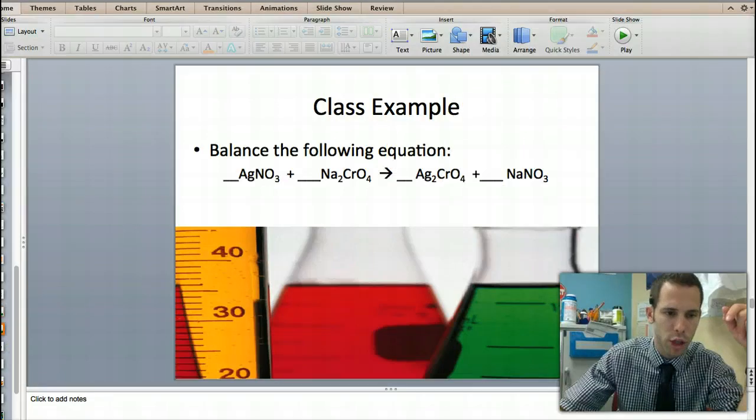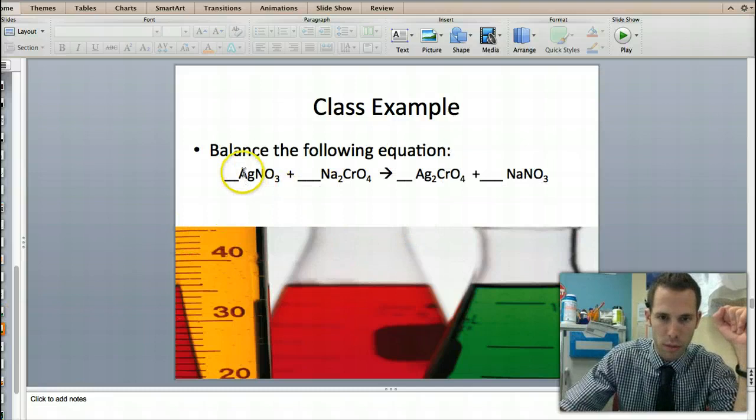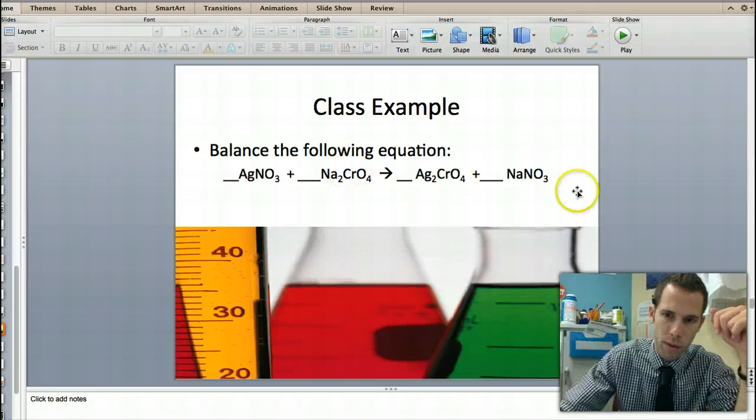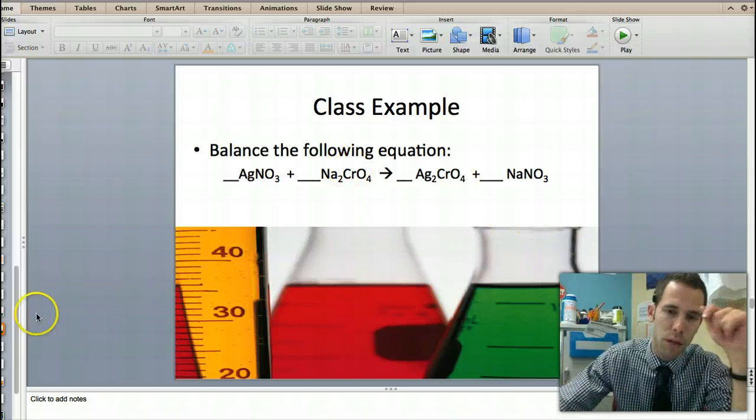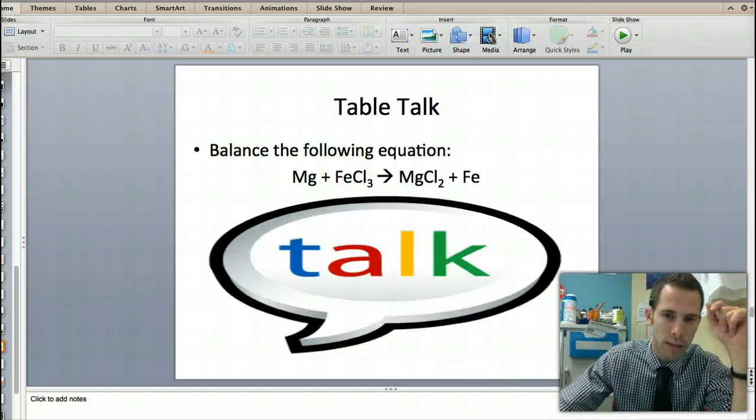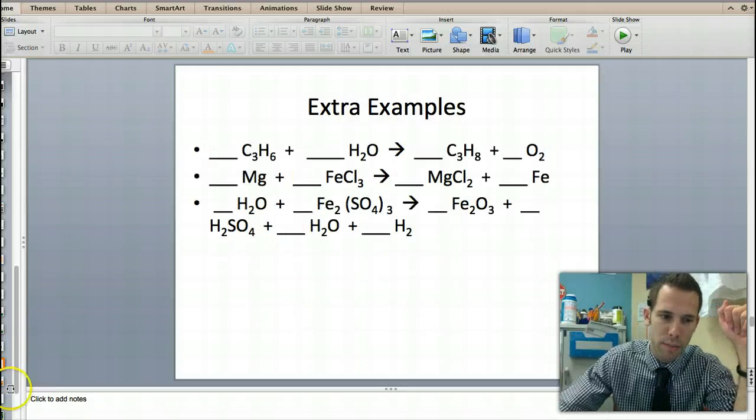So I want you to give this one a shot right here. It's a little more complex, as you can tell. We have a sodium molecule, we have silver, nitrogen, oxygen, chromium. We have quite a few different things here. It's really not as hard as it looks. Once you're done with that one, move on to this one right here and try some extra examples.